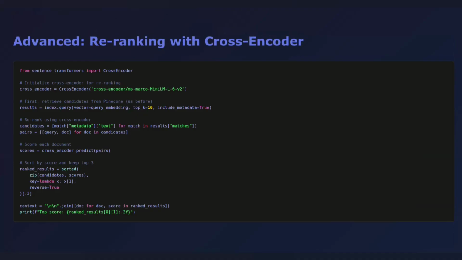Here's a code example showing re-ranking with the cross-encoder model. After retrieving candidates from Pinecone, we use a cross-encoder to score each document against the query. Cross-encoders are more accurate than simple embedding similarity because they look at the query and document together. We then sort by this score and keep only the top results. This significantly improves retrieval quality.